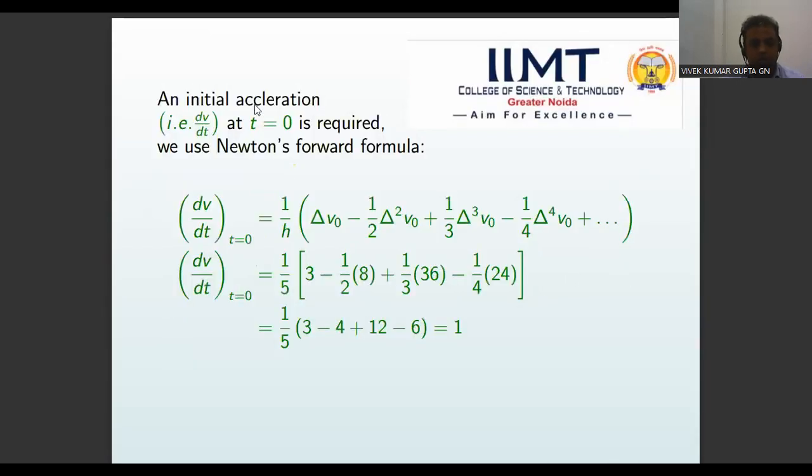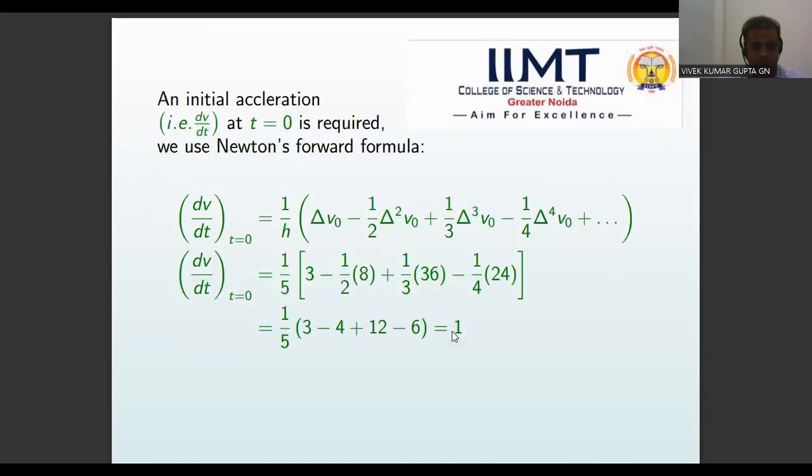Now the initial acceleration at t is equal to 0 is required. We use Newton's forward formula, that is dv by dt, which is given by this, and the acceleration at time t is given by this.